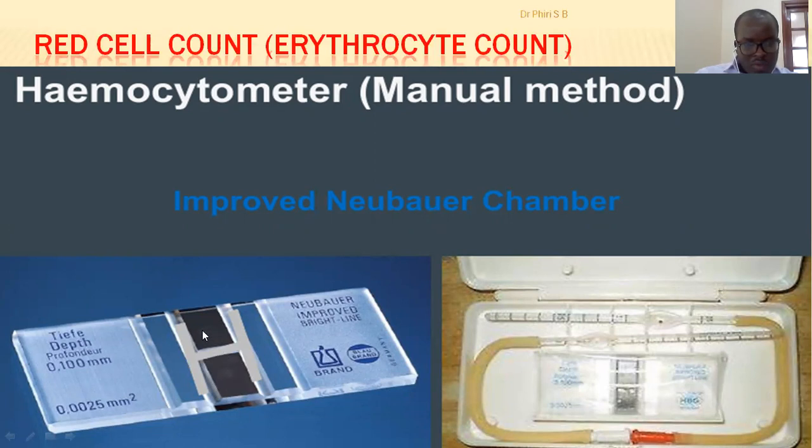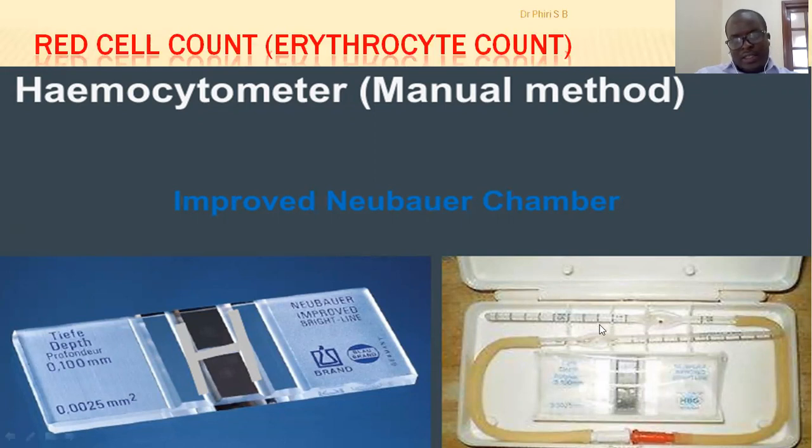There are portions where you can count red blood cells, and there are portions where you can count white blood cells and platelets. I'll explain that. So you need this improved Neubauer chamber for you to count blood cells. On top of that, the hemocytometer comes as a kit.